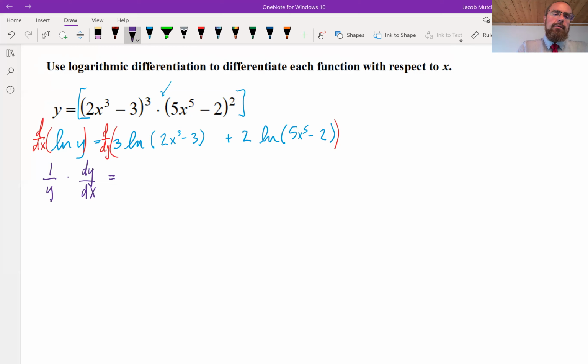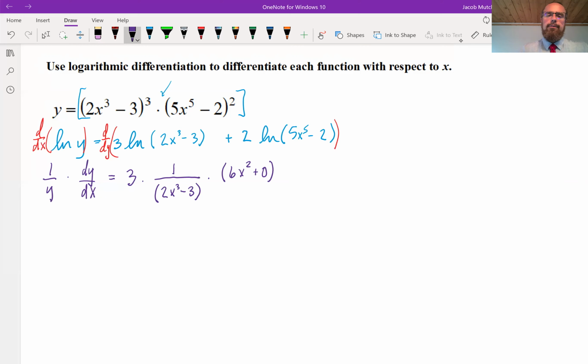So the derivative of 3 times the natural log of 2x cubed minus 3 is going to be 3 times the quotient 1 over that argument, 2x cubed minus 3. But since that's not just x, it's another function, 2x cubed minus 3, I have to use the chain rule and take the derivative of the composed function. So that's going to be 6x squared plus 0.